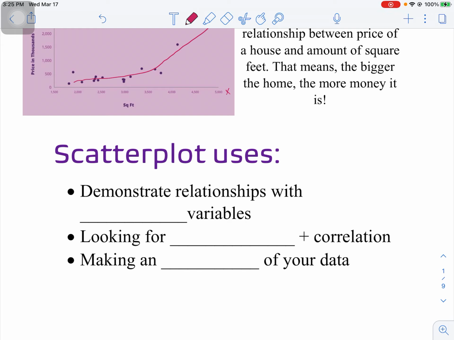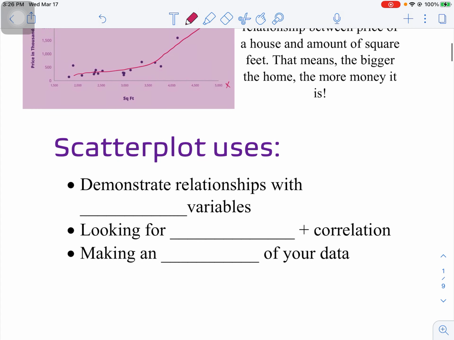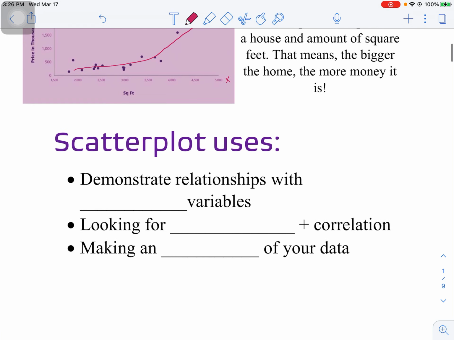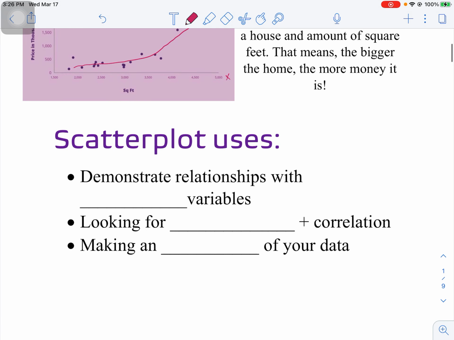Now, this is not always a cause and effect, so don't confuse that. It's not a causation. It could be, but it's not necessarily going to be. And the way we tell how closely something is related is we talk about its association or its correlation, how they correlate. So it's how closely two variables are related. So to demonstrate relationships, we use the different variables. That's why we do scatter plots.